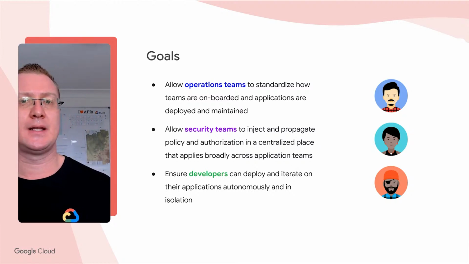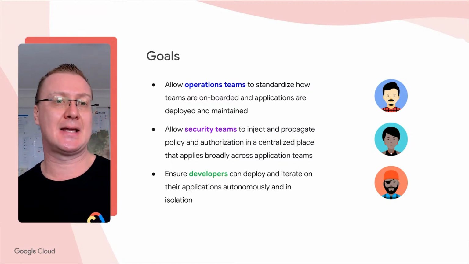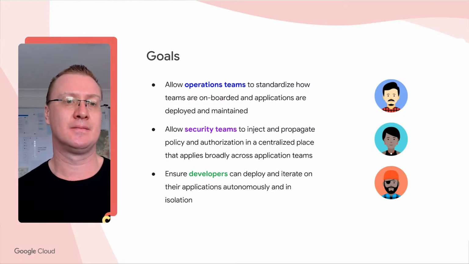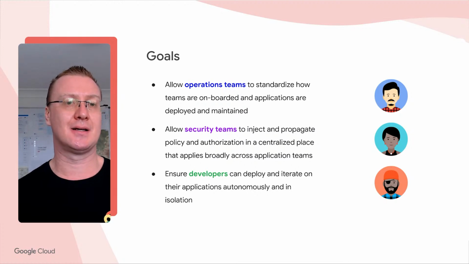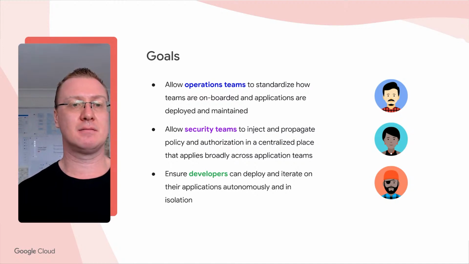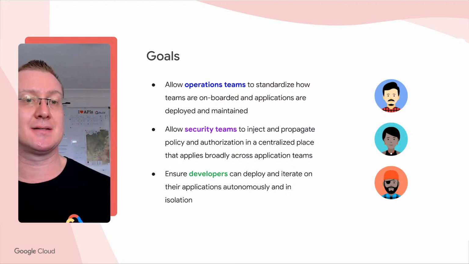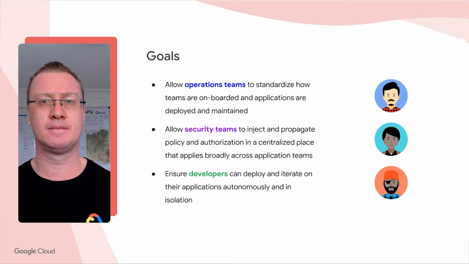Now, the goals for each of these roles are typically combined to provide the overall strategy for the applications we're hosting. Now, if we think about the goals for operations teams, typically they're thinking about how to standardize how teams are onboarded and applications are deployed and maintained. Whereas security teams are looking to propagate policy and authorization in a centralized place and apply that policy broadly across all of the application teams. Whereas developers are probably more interested in deploying and iterating on their applications autonomously and in isolation, and removing bottlenecks to getting their code out to the community.